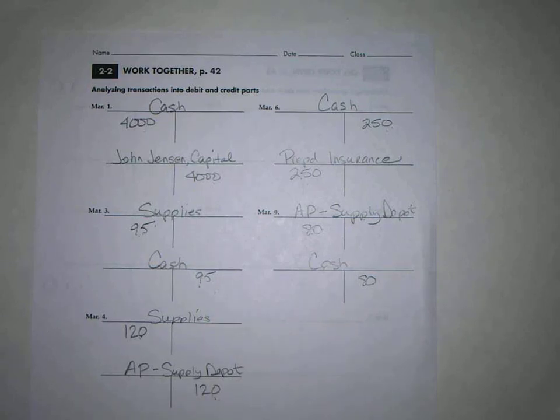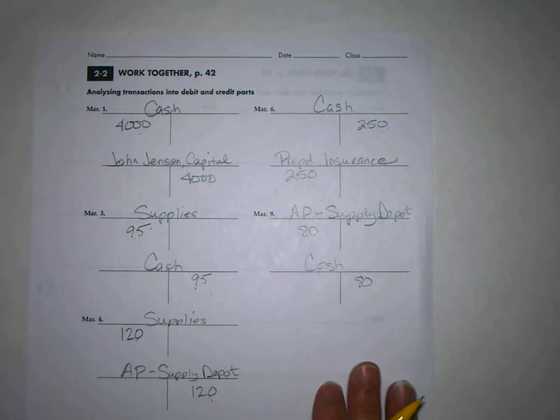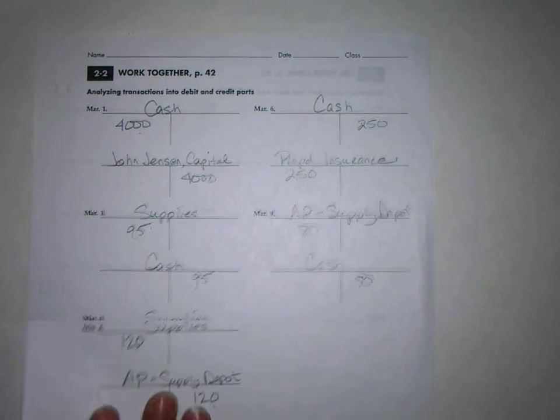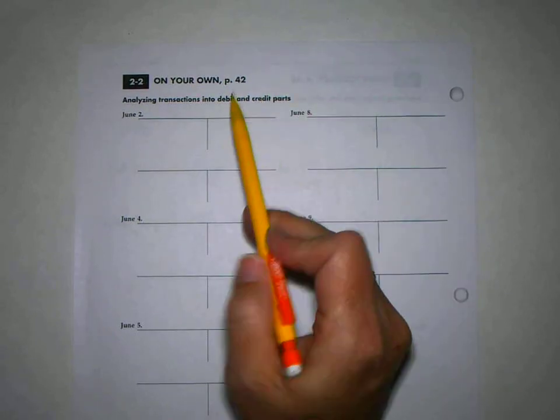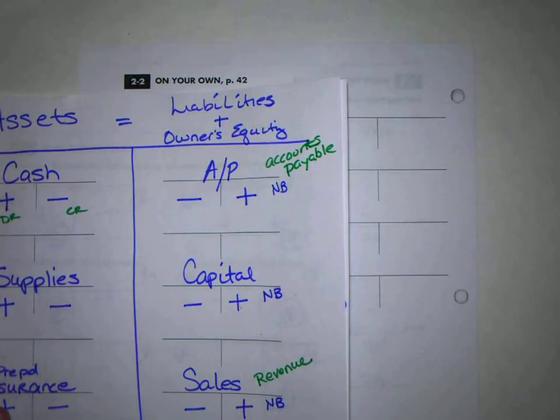Okay, so that's taking our pluses and minuses for each of our accounts and adding numbers in for some actual transactions. So now again, flip that over, go through the on your own on page 42. Use your notes, use your cheat sheets if you need those to be able to complete that activity.